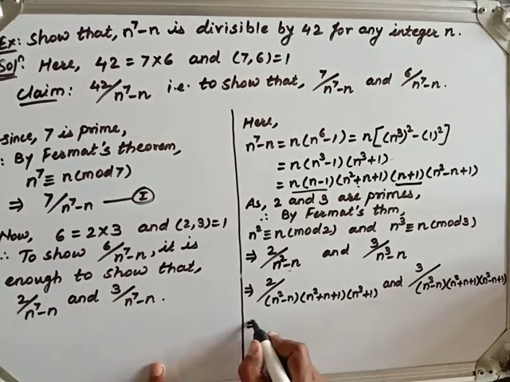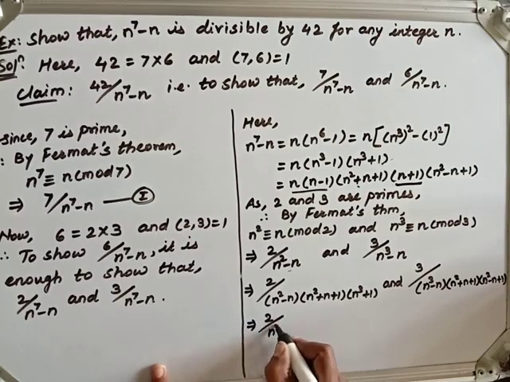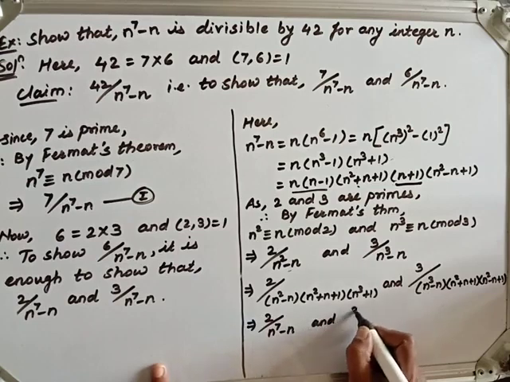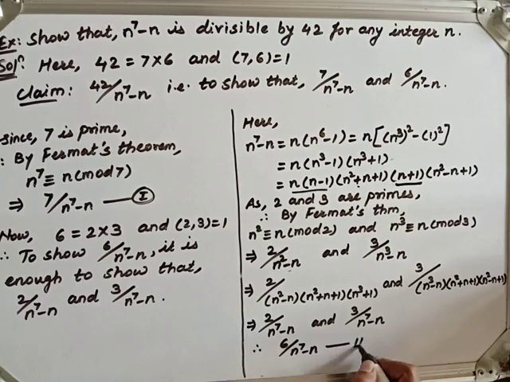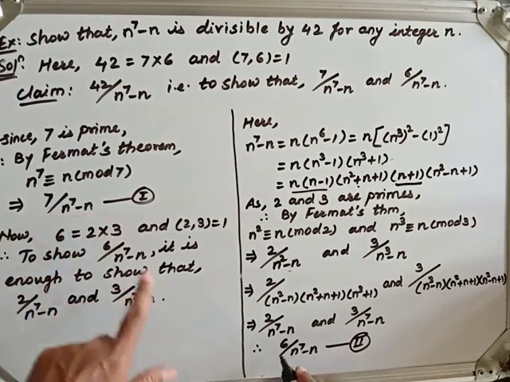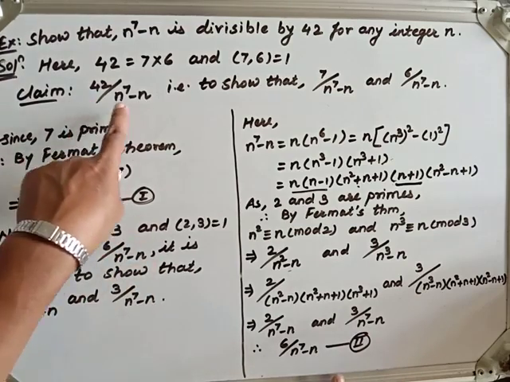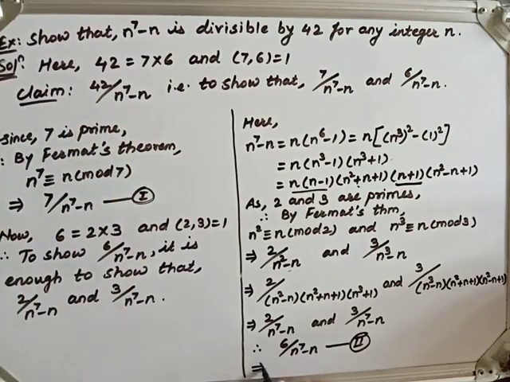Fine. So this is the same as to say 2 divides n raised to 7 minus n and 3 divides n raised to 7 minus n. Therefore 6 divides n raised to 7 minus n. Call it equation number 2. Since 7 divides n raised to 7 minus n and 6 divides n raised to 7 minus n, that is the same as to say 42 divides n raised to 7 minus n. From 1 and 2 we get 42 divides n raised to 7 minus n. Fine.